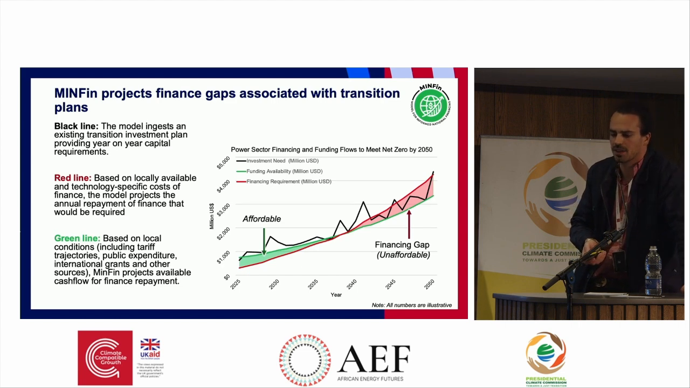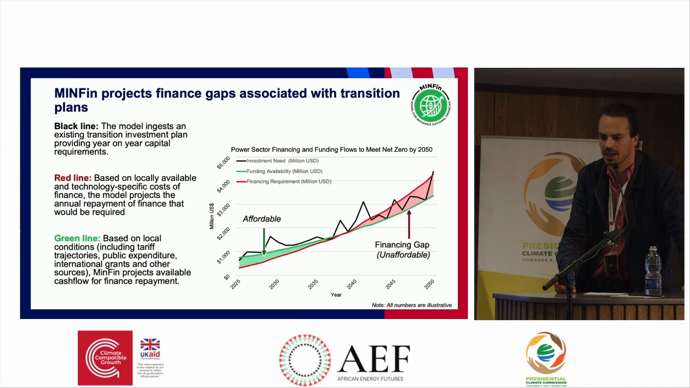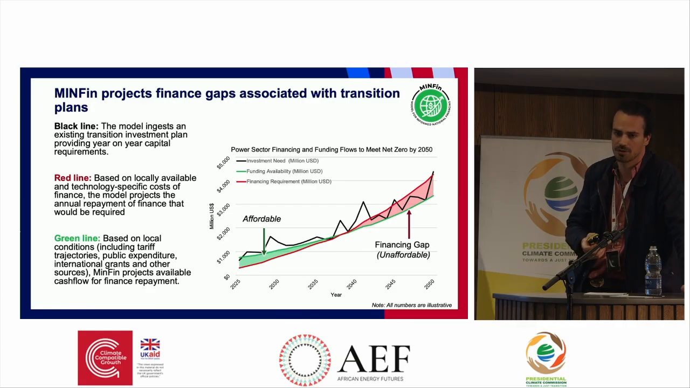So in black, we have the investment needs, so this is the upfront capital cost for the technology. So this is what you'd see just looking at something like OSeMOSYS or CLEWs coming straight out. But then we also have the red line here, which is the financing requirement. So this is the repayment on your debt and equity obligations. And this is what would actually be experienced by project developers, whether that's private or public project developers. And then lastly, in green, we have the availability of funding to service these debt and equity obligations. So this is based on public expenditure, based on revenues generated by electricity sales, based on grants and any other sources of funding that might be available within the sector.